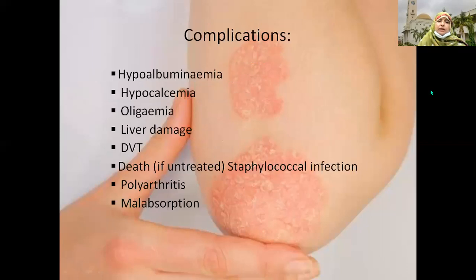Complications can occur. There may be hypoalbuminemia, hypocalcemia, oligemia. There may be liver damage. Even DVT can occur, that is deep vein thrombosis. And if untreated, the patient can die because of staphylococcal infection, polyarthritis, and malabsorption. These are very rare complications, although.